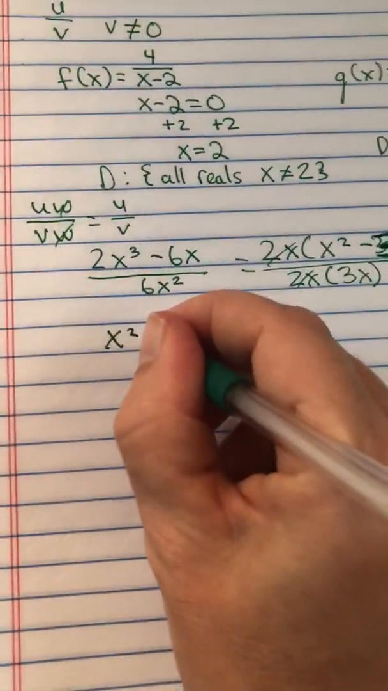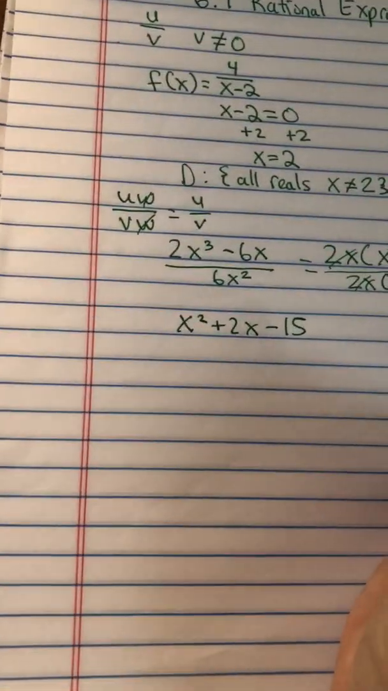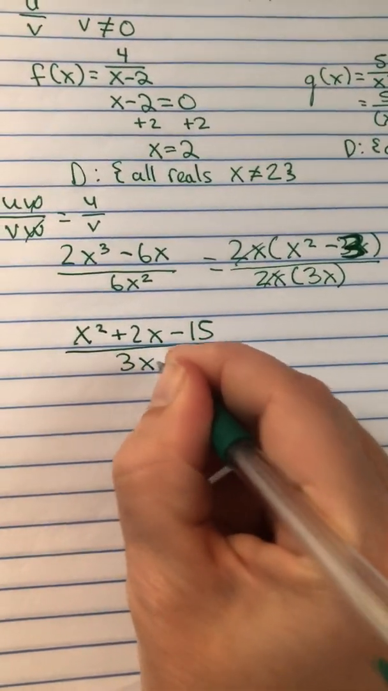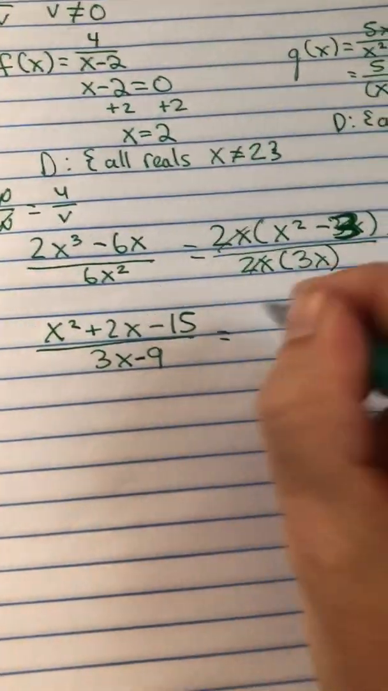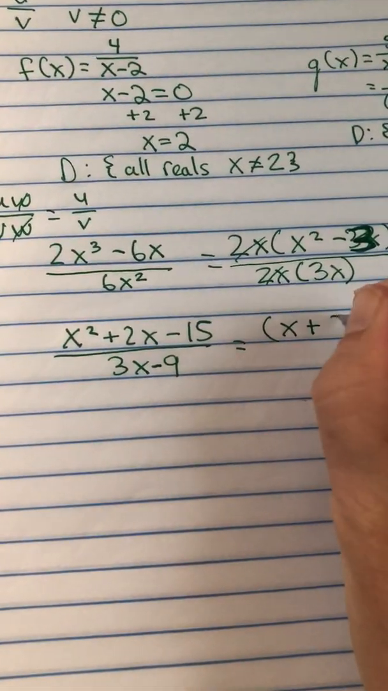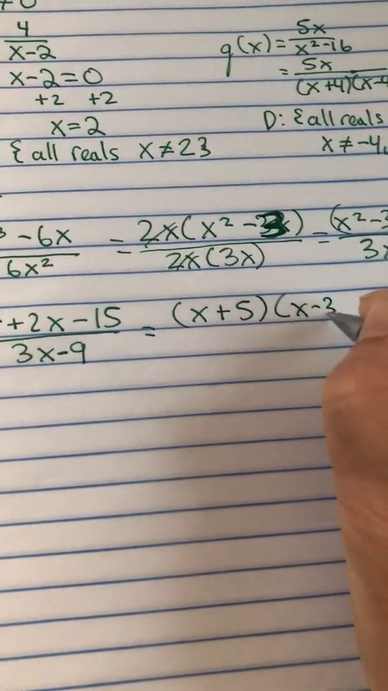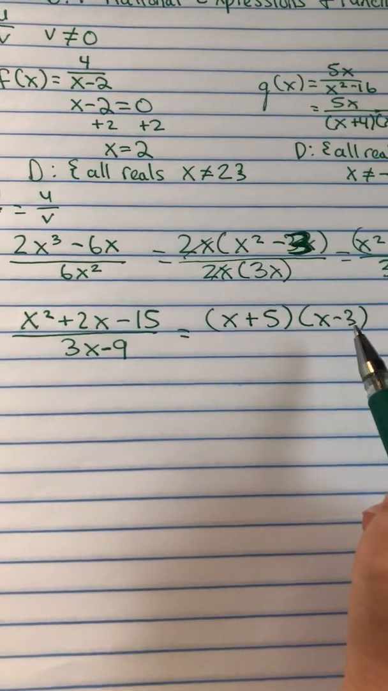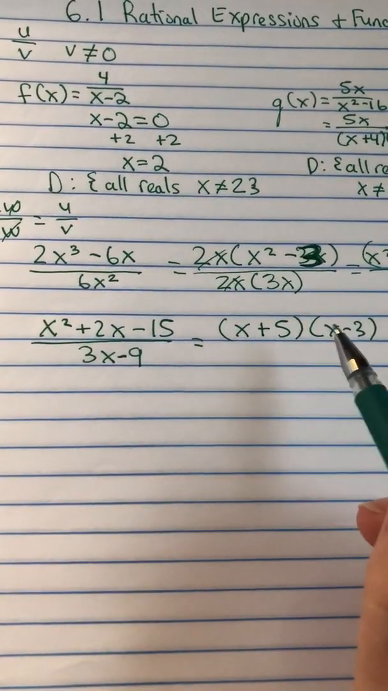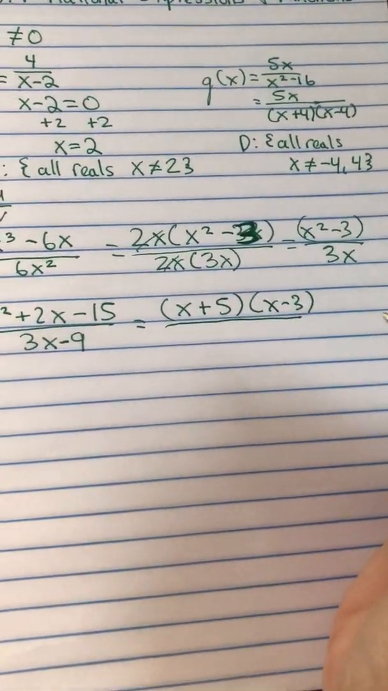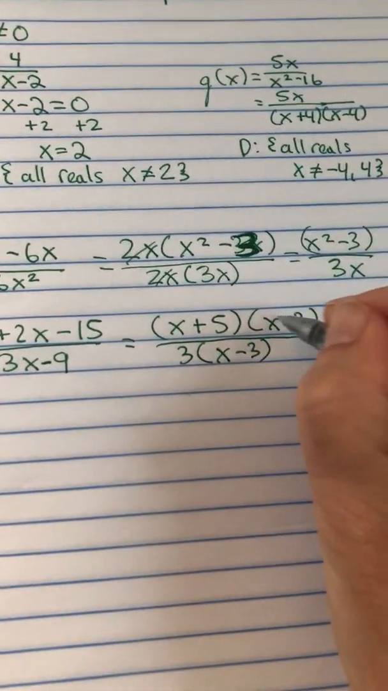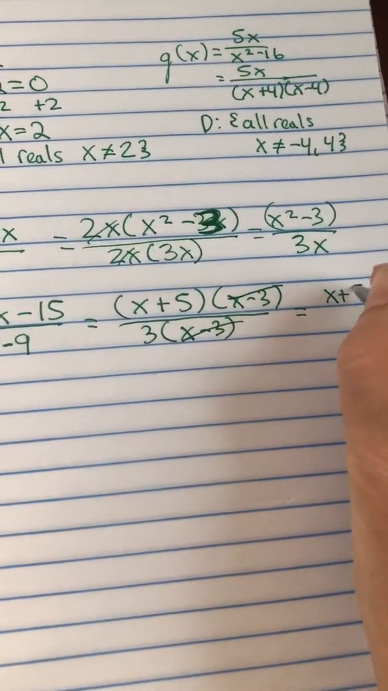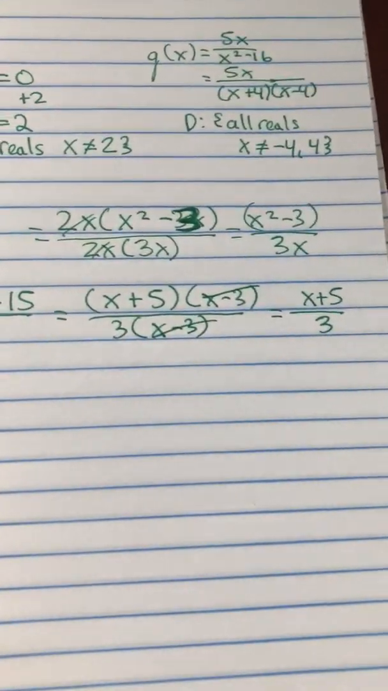Another example like that would be x squared plus 2x minus 15 over 3x minus 9. Fortunately, 15 only has factors 15 and 1, and 3 and 5. So you can use x plus 5 and x minus 3. We've got a negative 15, so positive 5 times negative 3 is negative 15, and 5x minus 3x is plus 2x. On the bottom, we can factor out a 3, and we get 3 times x minus 3. These will cross out, and you're left with x plus 5 over 3.